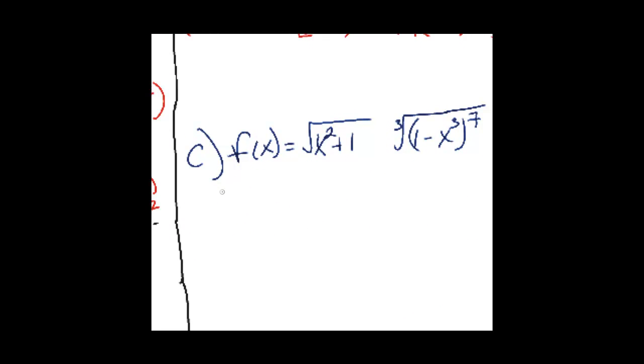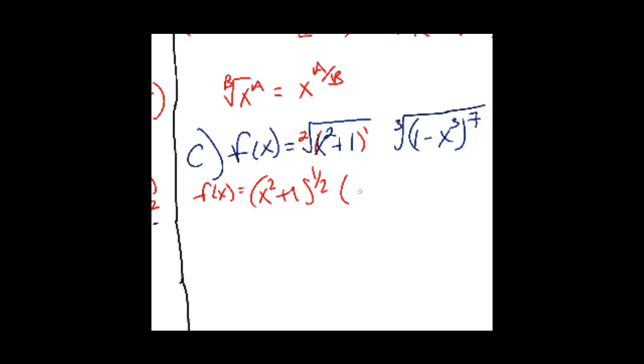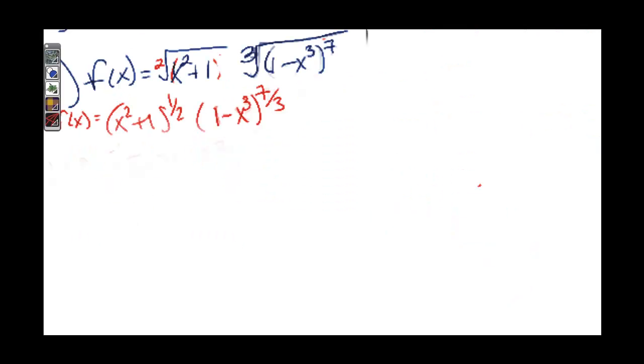So the last one we're going to do here, we have to do a little algebraic rewriting using the rule of changing radicals into fractional exponents. If there's nothing there, it's a 2, and that's raised to a 1 if there's nothing there. So it would be x squared plus 1 to the 1/2 times 1 minus x cubed to the 7/3. So product rule, derivative of the first.